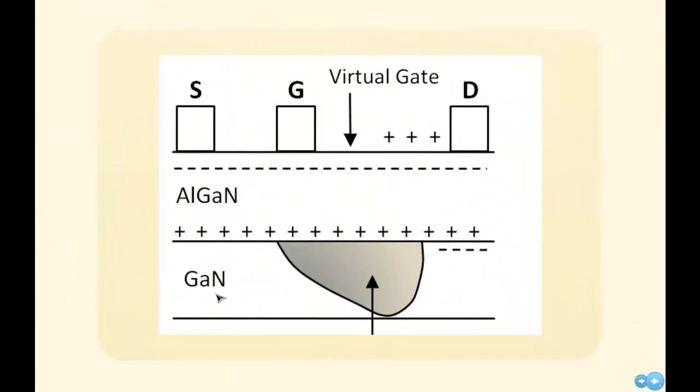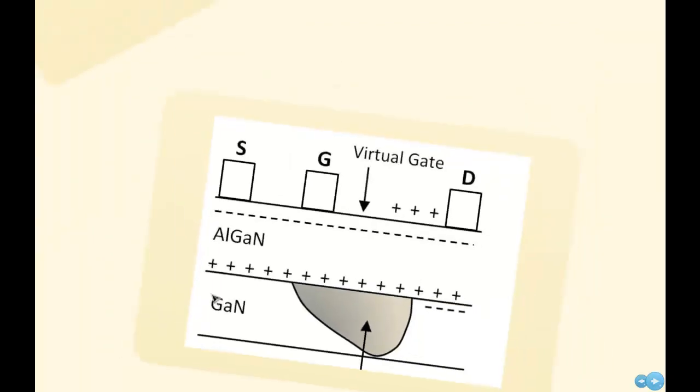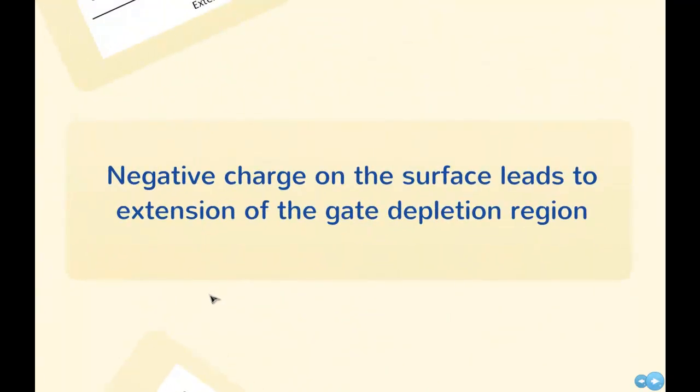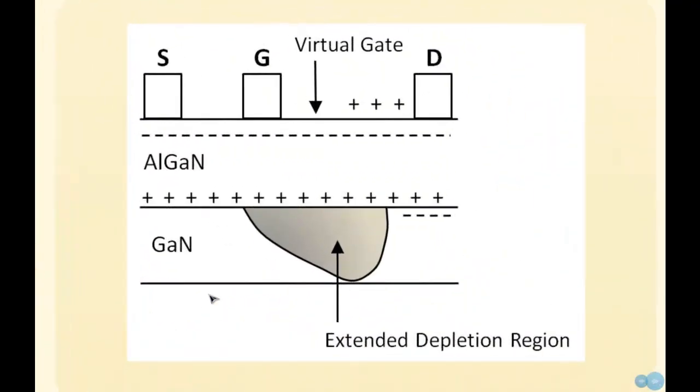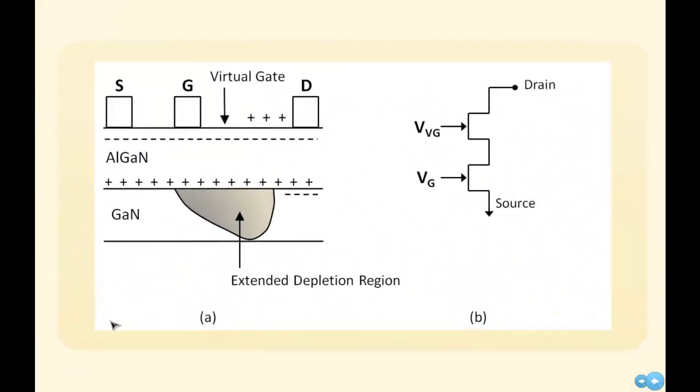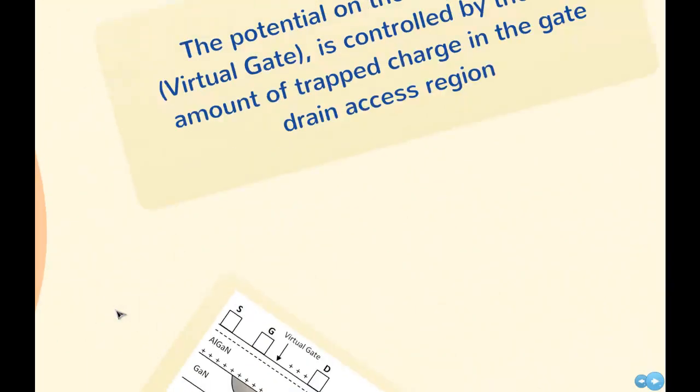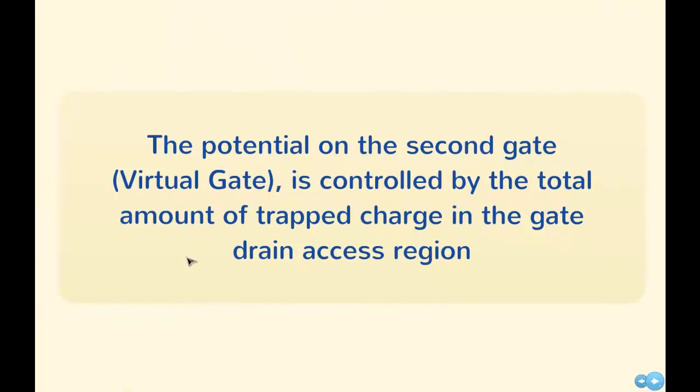If this happens, some of the electrons from the gate will go on to occupy some of the surface states. This negative charge on the surface leads to an extension of the gate depletion region, as you can see in the picture. So now, effectively, there exist two gates on the surface between the source and the drain, which are connected in series, as is shown in the picture here. The potential of the second gate, the virtual gate, is controlled by the total amount of trapped charge in the gate-drain access regions.